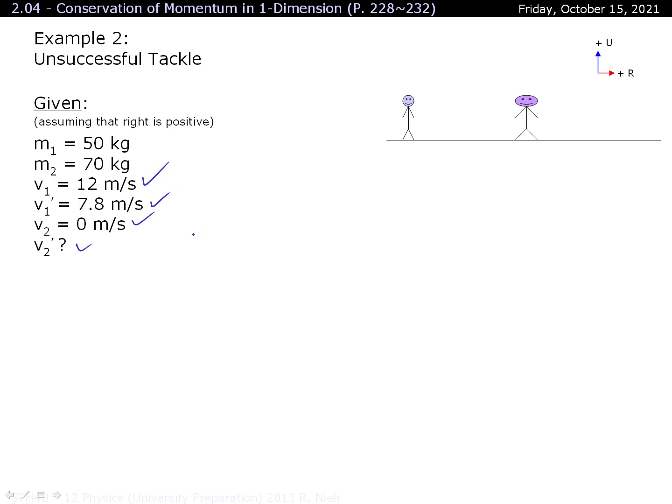Okay, so let's go through the calculation. Again, in all types of collisions, momentum's always conserved.